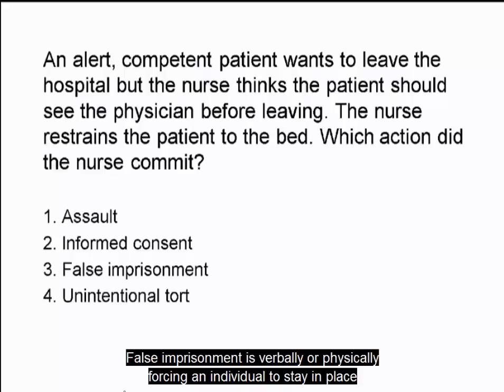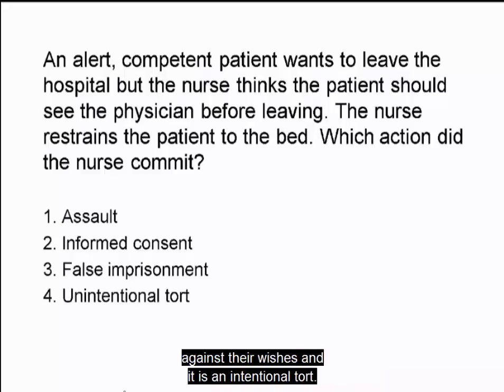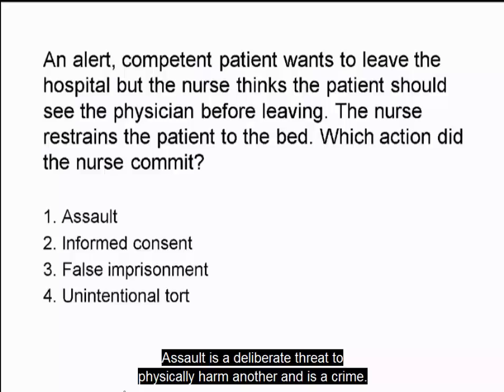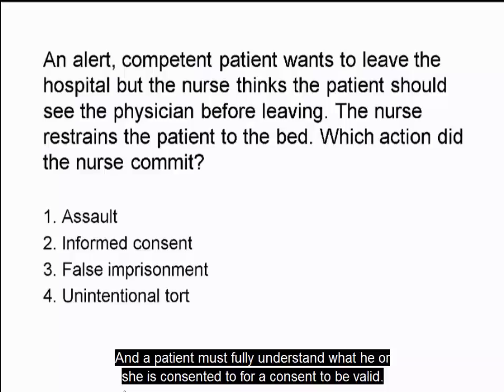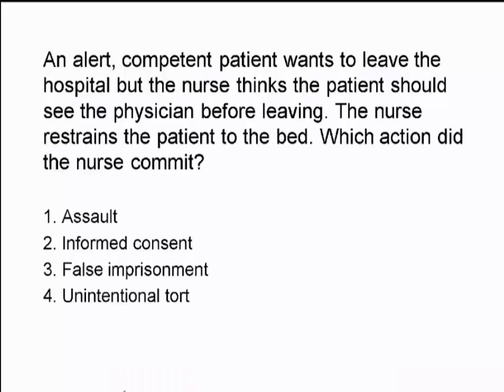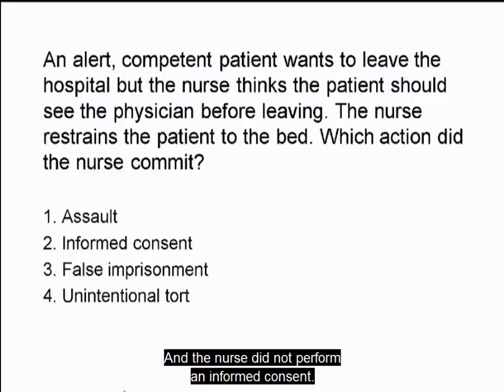False imprisonment is verbally or physically forcing an individual to stay in place against their wishes, and it is an intentional tort. Assault is a deliberate threat to physically harm another and is a crime, and a patient must fully understand what he or she has consented to for a consent to be valid, and the nurse did not perform an informed consent. And unintentional torts include professional negligence.